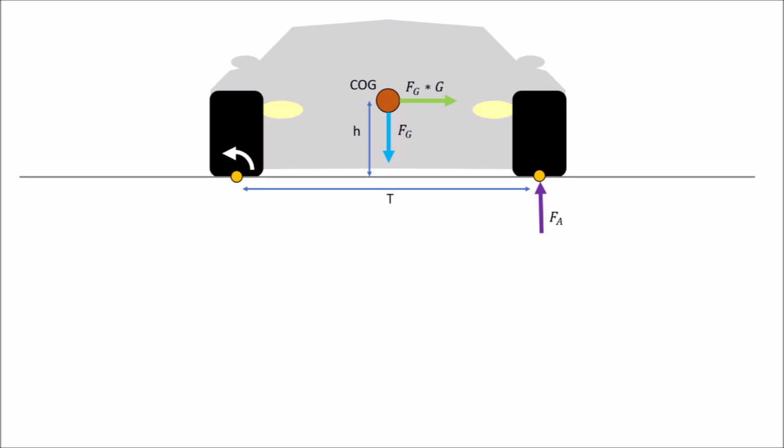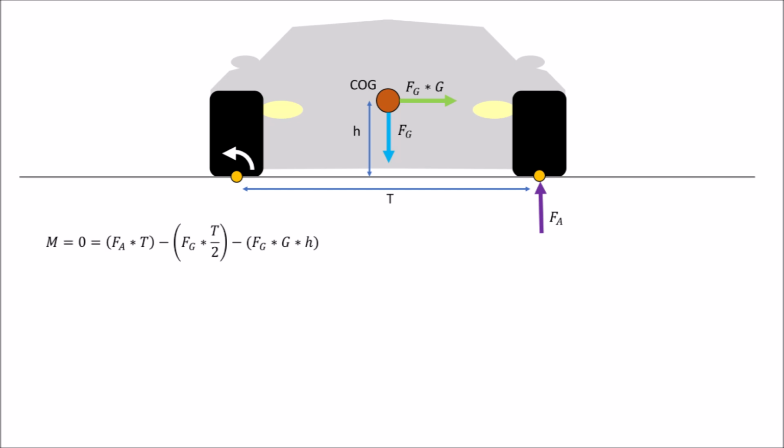This is a simplified car. We can see the weight of the car at the center of gravity, short COG. We have h, the COG height, the outside rear load FA, and the track width T. Now we let the system rotate around the inner wheel contact point. All moments have to equal 0, so we get the following equation.